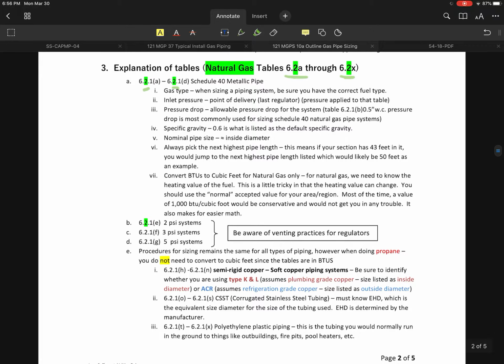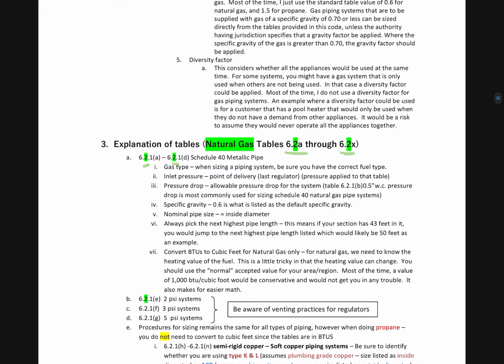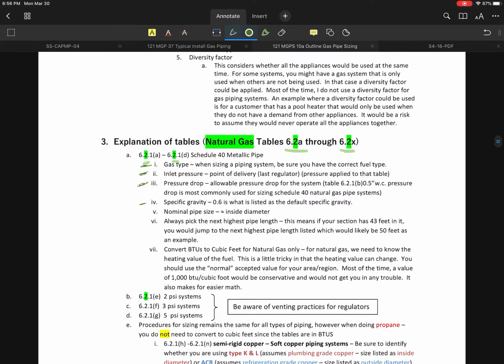So specifically, when we look at the pressure drop, you've got inlet pressure as one of those. The pressure drop, so you got gas type, inlet pressure, pressure drop. Specific gravity is the one that is generally not going to be an issue or anything we got to worry about. The inlet pressure and nominal pipe size I chatted with you about already. And then the next one is basically picking the highest pipe size.